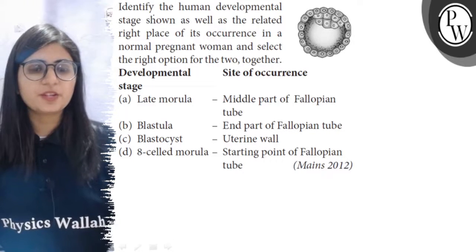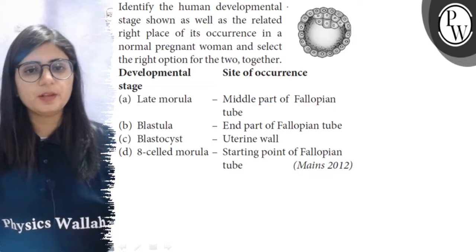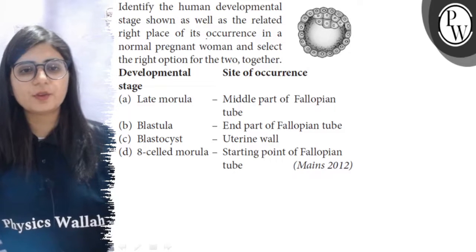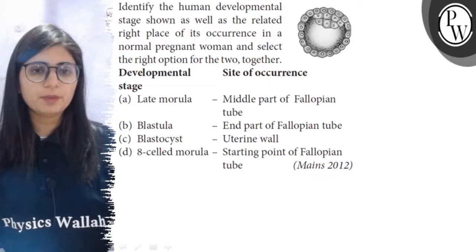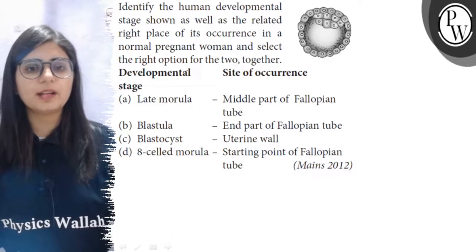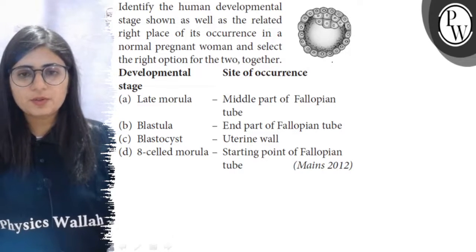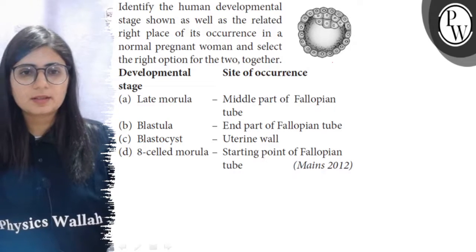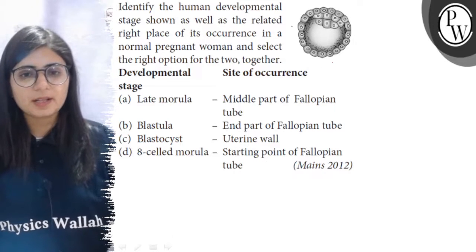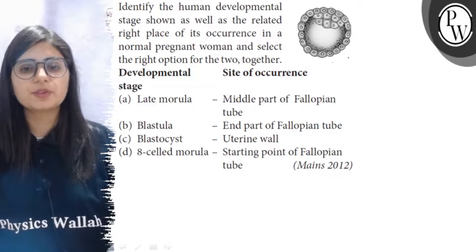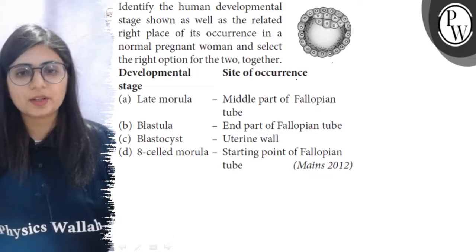Hello bachcho, the question is: identify the human developmental stage shown as well as the right place of its occurrence in a normal pregnant woman, and select the right option for the two together. So here a diagram is shown. This diagram is the human developmental stage. So we have to identify this and we also have to choose the site of its occurrence.